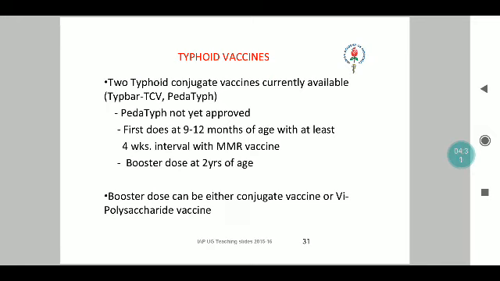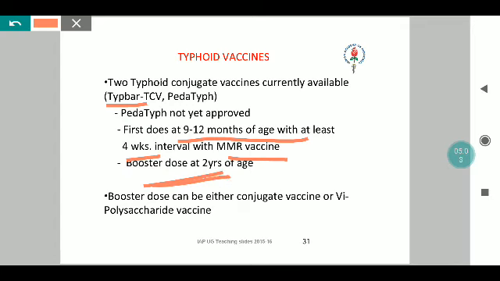Now, a quick word on typhoid vaccines before I conclude this presentation. I won't go into detail on the vaccine because it will be covered as a part of the immunization, but a typhoid conjugate vaccine is currently available as Typbar TCV. So this name is important to remember, and it is given as first dose at 9 to 12 months of age and second dose at 4 weeks interval. And it is given in conjunction with the MMR vaccine to ensure that follow-up is good according to the IAP schedule. A booster dose is given at 2 years of age, and the booster dose can be given either as a conjugate vaccine or a Vi polysaccharide vaccine.